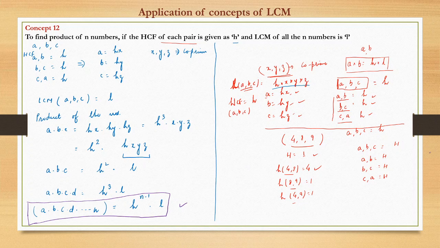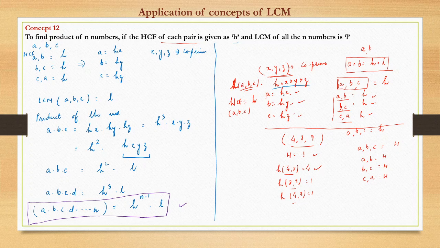First we learned the concept of pairwise HCF. We know if the pairwise HCF is the same, then the overall HCF of all those numbers would also be the same as H, but vice versa is not true. If the overall HCF of all the numbers is H, we cannot say for sure that the pairwise HCF will also be H. That we have seen here, right?